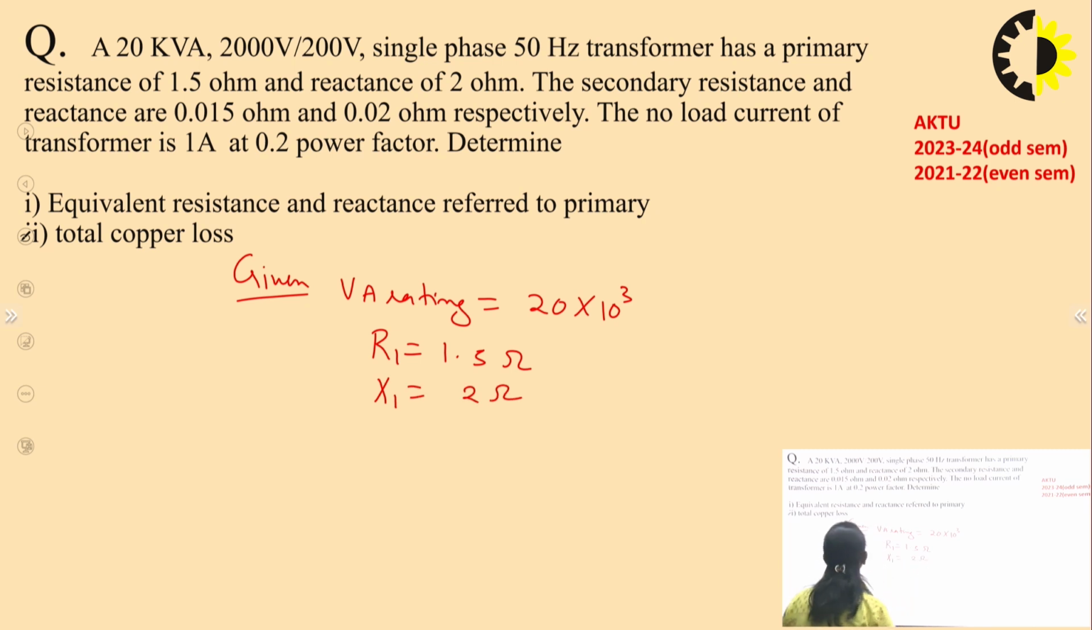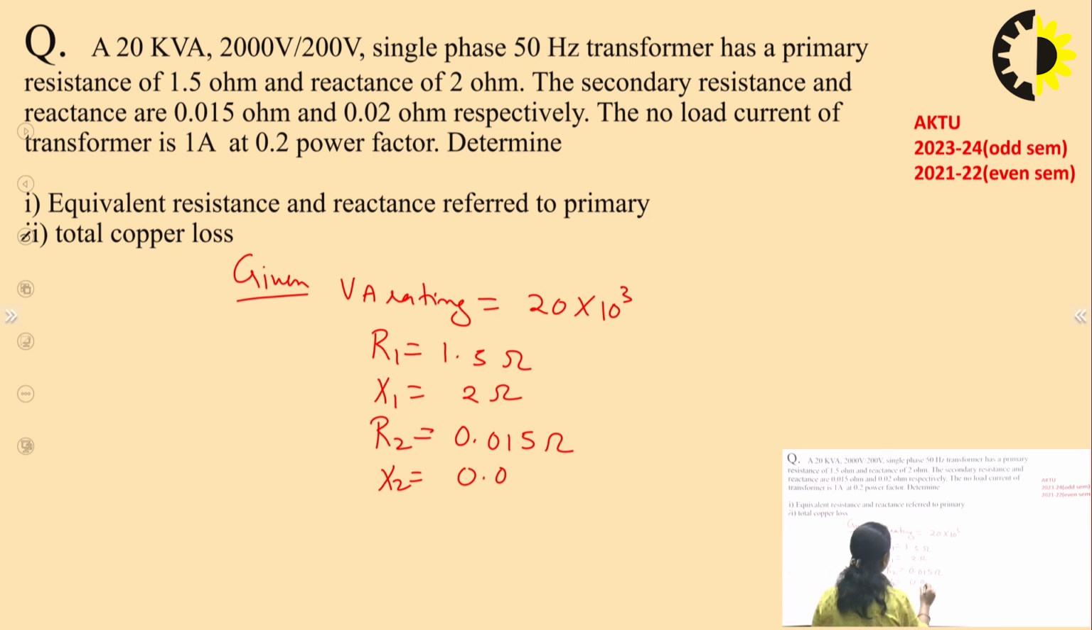The secondary resistance, what is given? R2 is given, and secondary reactance is given. R2 is 0.015 ohm and reactance is given 0.02 ohm, right? So this is given. The no load current of the transformer is 1 ampere at 0.2 power factor. Determine equivalent resistance and reactance referred to primary.